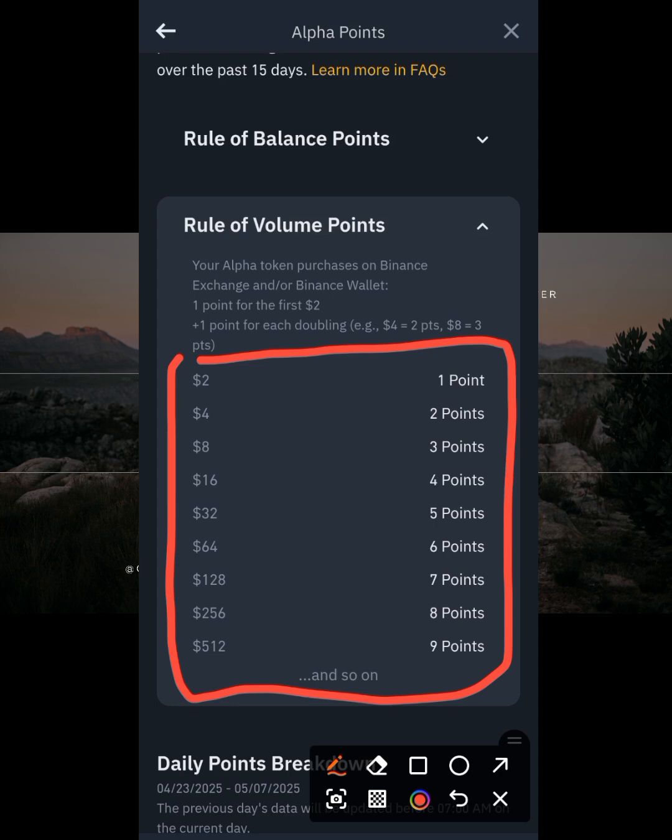When you swap $4, you earn 2 points. When you swap 8, you see the relationship between these. So 2 times 2 is 4. 4 times 2, as you can see, is 8.